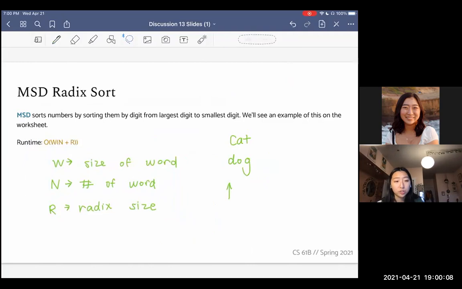And so when we go through the worksheet, you'll see exactly how this matters. But the basic idea is that when you're looking at the most significant digit first, you might not necessarily have to look at the whole word. Because let's say our list looked something like this, right? And so we're sorting these strings. Here, again, we have W, we'll go with 5 because that's the size of the largest word. We have 3 words in our list and our radix size is 26.